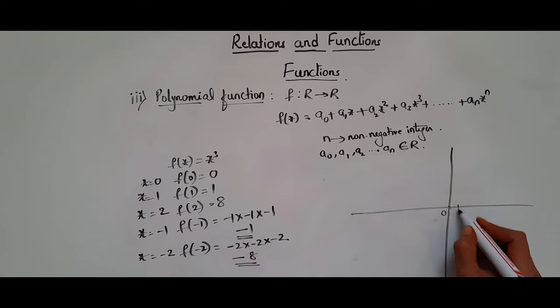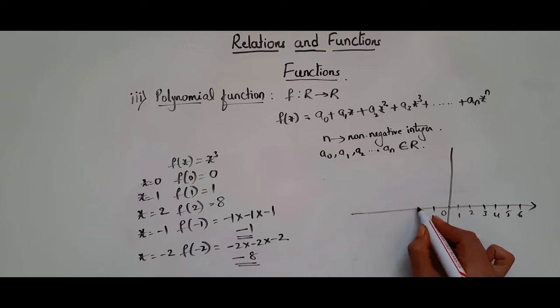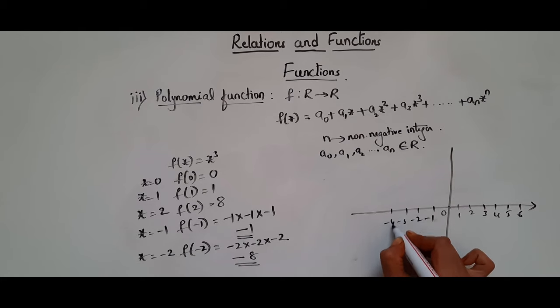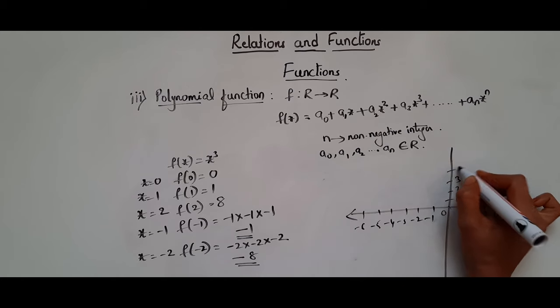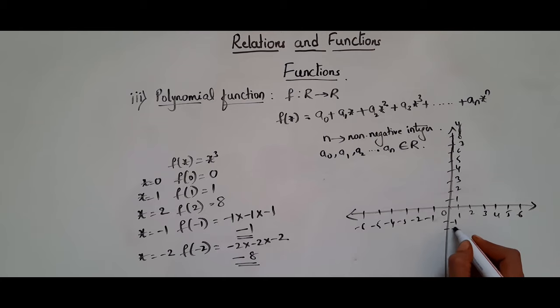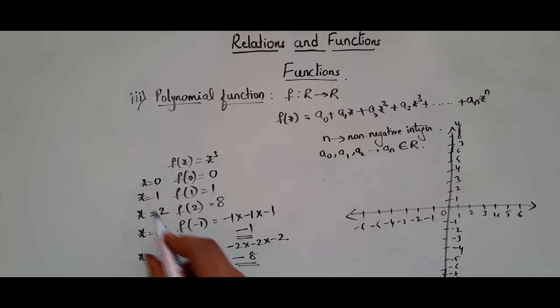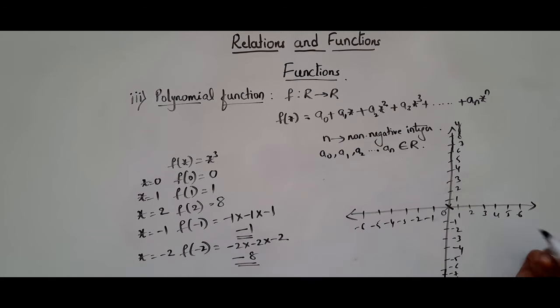So we have 0, 1, 2, 3, 4, 5, 6, minus 1, minus 2, minus 3, minus 4, minus 5, minus 6. Here 1, 2, 3, 4, 5, 6, 7, 8, y, and we have minus 1, minus 2, minus 3, minus 4, minus 5, minus 6, minus 7. So when x is equal to 0, f of 0, which is nothing but y, is equal to 0. So 0, 0 is this point.